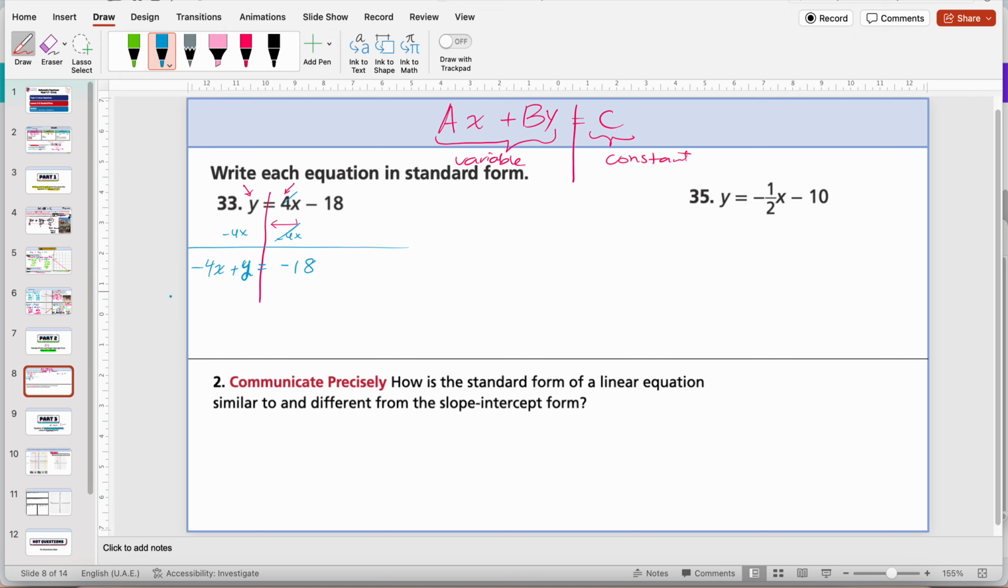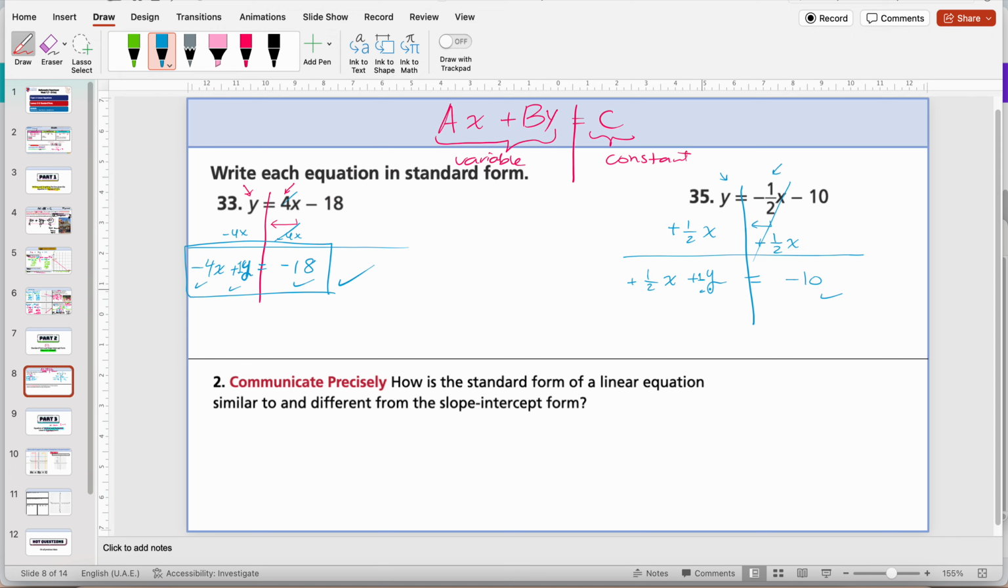Ask yourself, are they all integers? Yes, integer. Here is 1, integer, integer. So all integers, then we are done. Same thing goes here. Again, I have 1 over 2 x on the other side and y on one side. What should I do? Remove it from here to the other side. Add 1 over 2 x to cancel it, but do it on both sides. What do I have left? I have positive 1 over 2 x plus y equals negative 10.